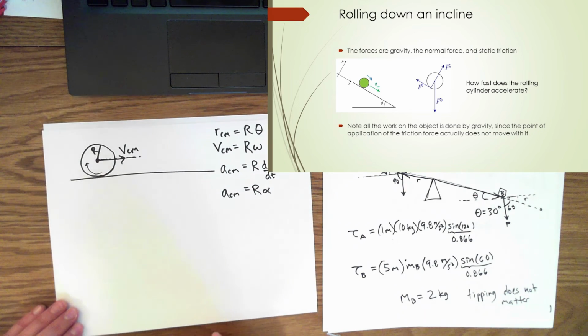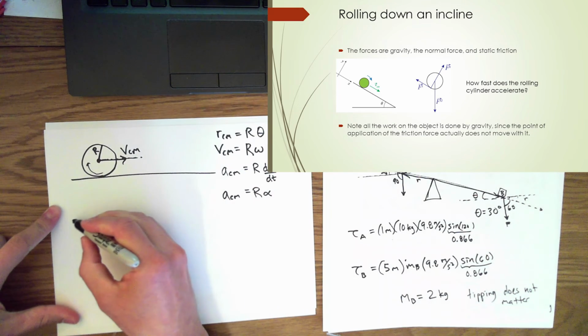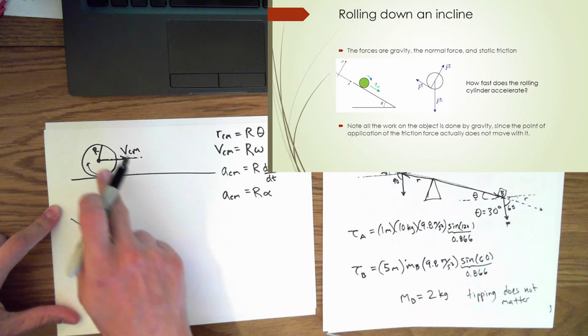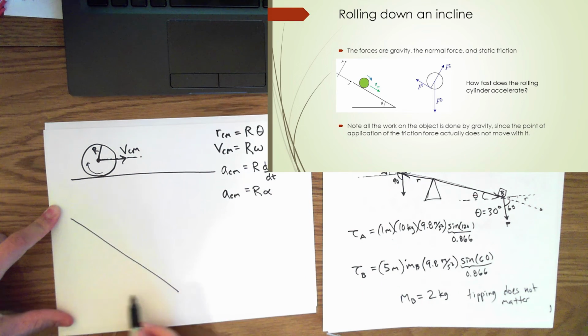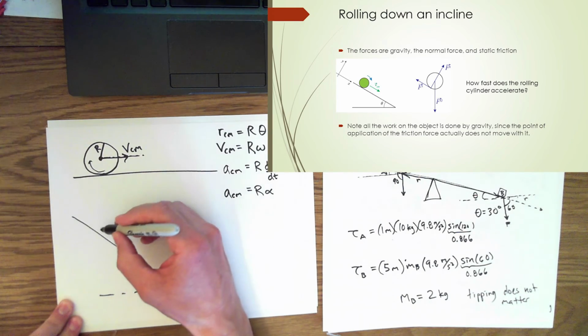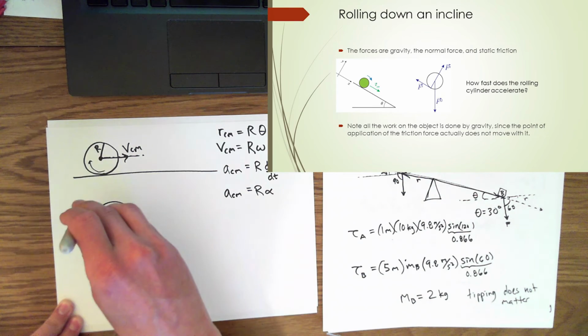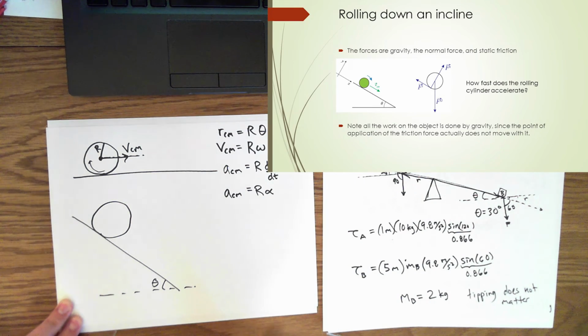Okay, so let's see, maybe I can start by considering, okay, so redraw it maybe. Instead of talking about a flat surface, we've got a tilted surface, and the angle that this tilt has with respect to horizontal is theta. And we have our rolling object that's rolling down this surface.